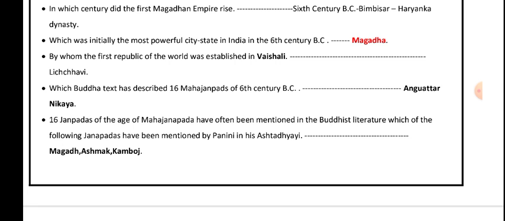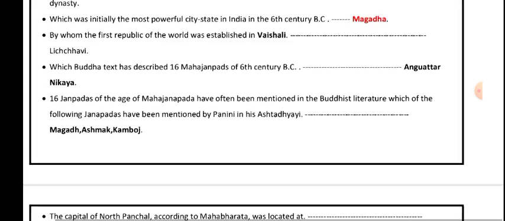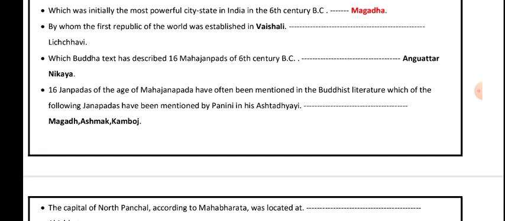Bimbisara, Haryanka. After Bimbisara came the Haryanka dynasty. Magadha was initially the most powerful city-state in India in the 6th century BC. By whom was the first republic of the world established? In Vaishali, by the Lichchhavis. The Buddhist text Anguttara Nikaya has described 16 Mahajanapadas of the 6th century BC. 16 Janapadas of the age of the Mahajanapadas have been mentioned in Buddhist literature.